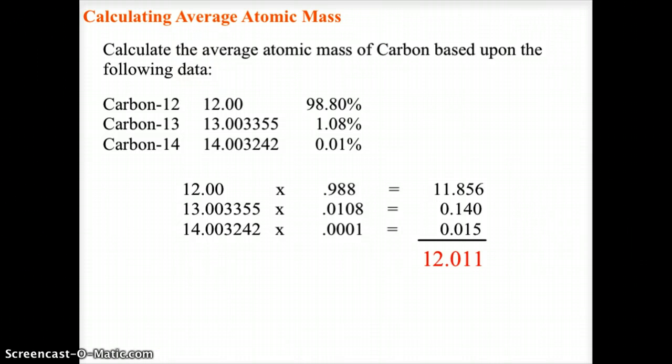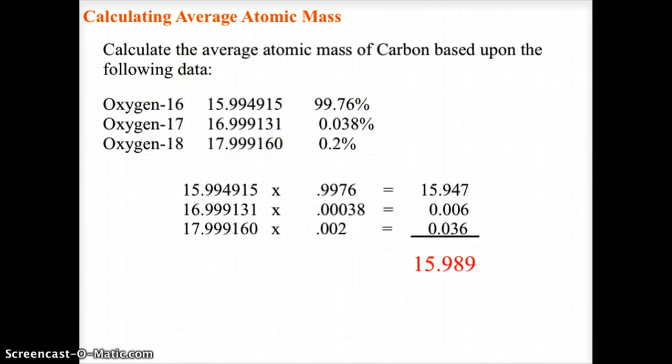So let's look at another example of that, and here we have the 3 isotopes of oxygen, 16, which is actually 15.994915, and that's 99.76% of the oxygen on the planet. Oxygen 17, which is represented by 0.038% of the oxygen, and then we have oxygen 18, which is 0.2% of the oxygen on the planet. Now when we add all these up, we actually get a value of 15.989, and on our periodic table it's 15.99. However, most of the time for oxygen, people simply round to 16.0.